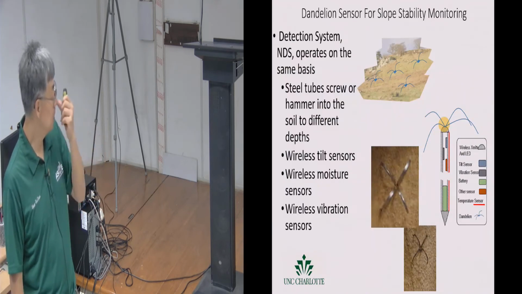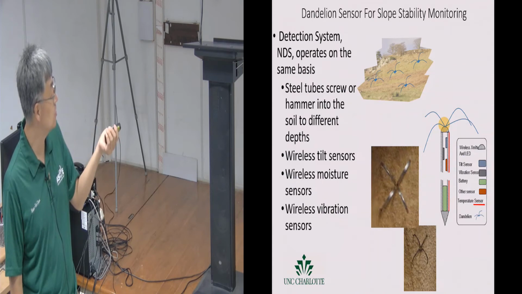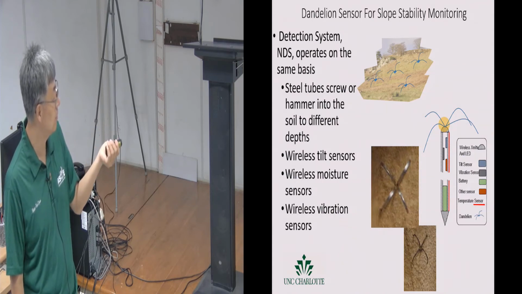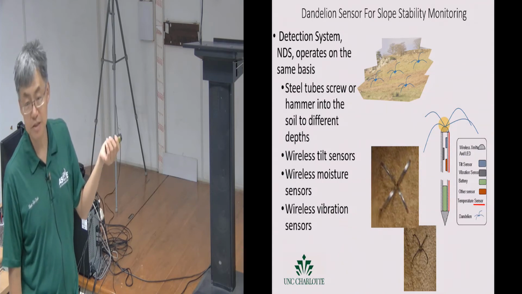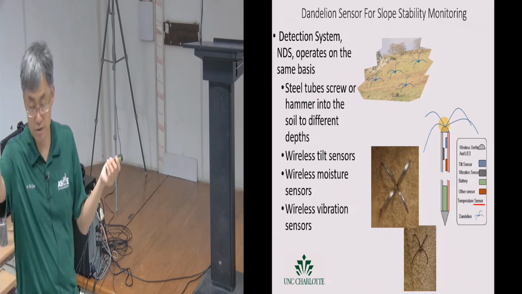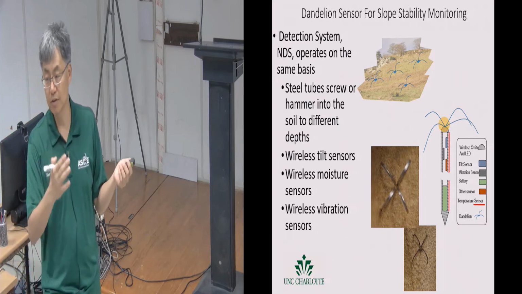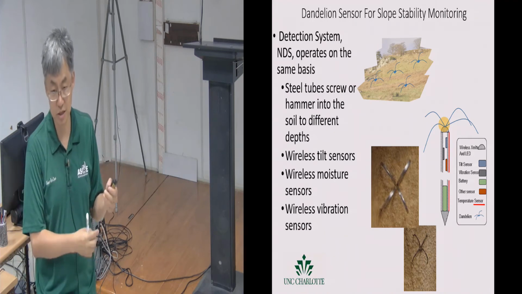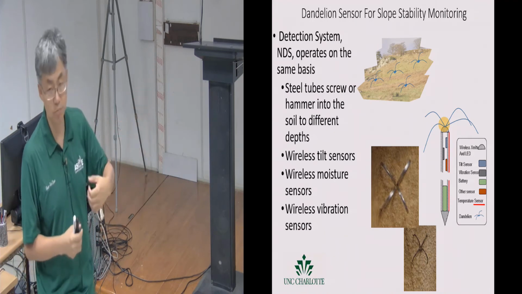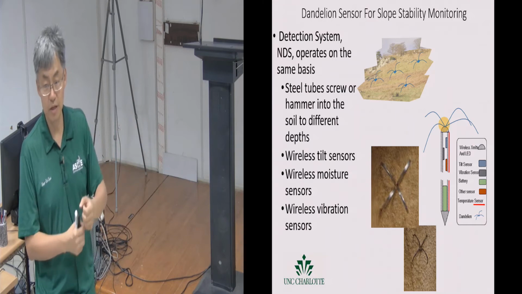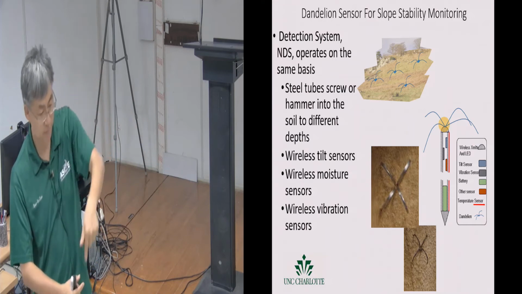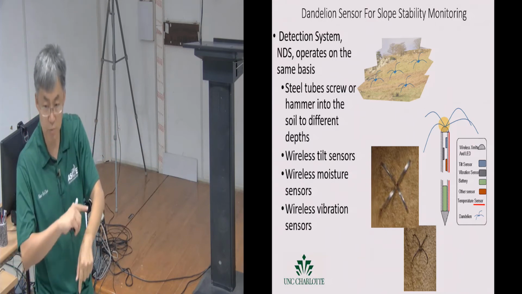Okay, so this is another system that we are developing in our lab. So slope stability is always a problem, okay, when the slope fails. But how can you tell which point the slope is actually starting? So right now the technique of monitoring slope failure is to drill a big hole and then put a piezometer to measure groundwater level.